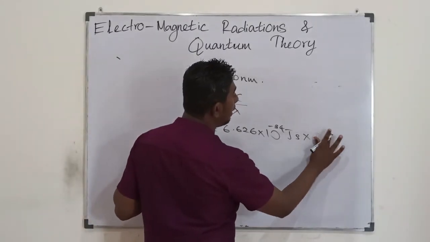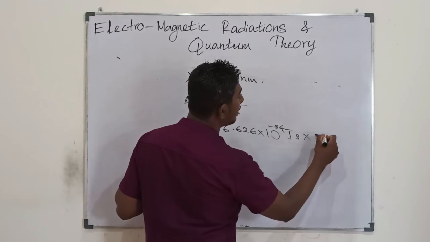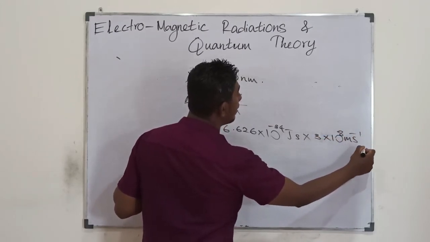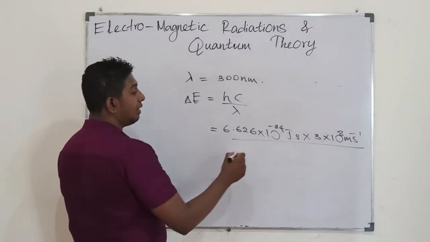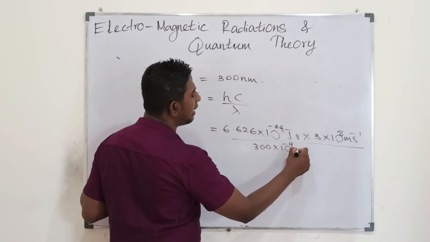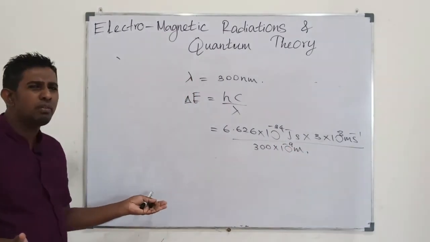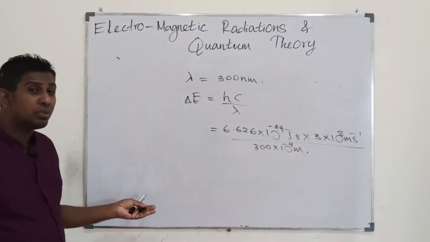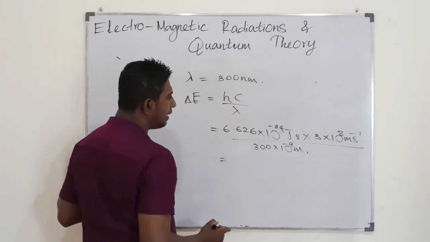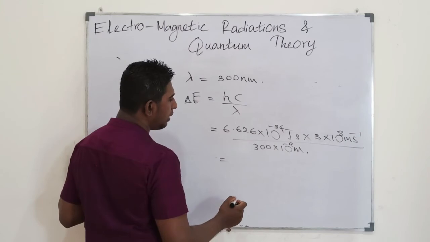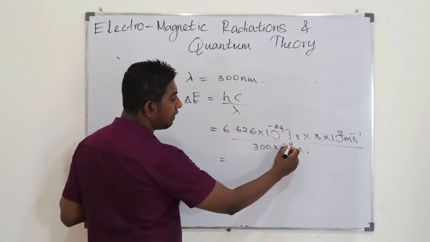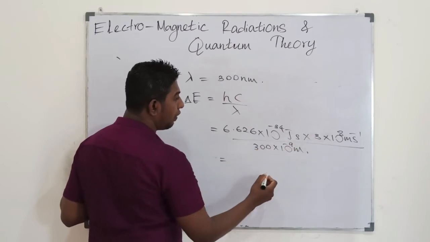the velocity of electromagnetic radiation. It is 3 into 10 to the power 8 meters per second, divided by lambda, which is 300 in nanometers, but in meters is 10 to the power minus 9 meters. Then solving this, you could easily get the answer. When you solve that, 300 would become 3 into 10 to the power minus 7. 3 and 3 would cancel off.